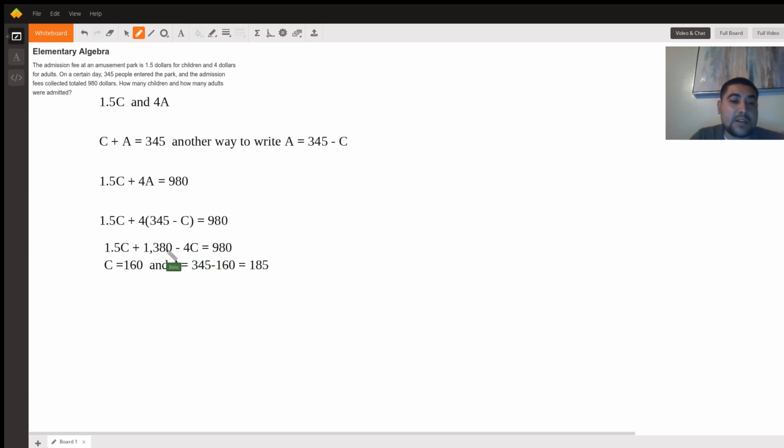Now I collected like terms and I solved for C, which gave me 160. I took the 160, plugged it back in here, and I got 345 minus 160 is the 185 for adults. So on this particular day, there were 160 children and 185 adults. I didn't explain all the elementary steps of algebra here because the hardest part was getting the two equations and plugging it in and solving it, collecting like terms.